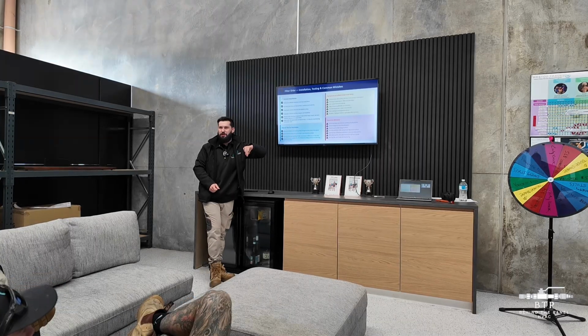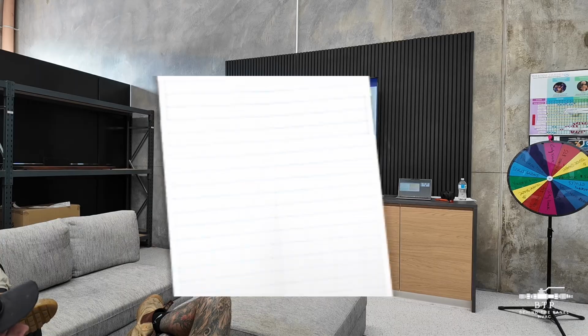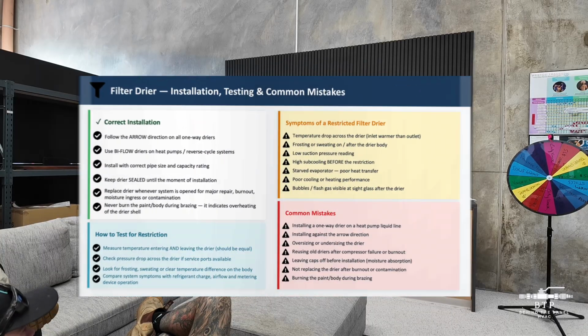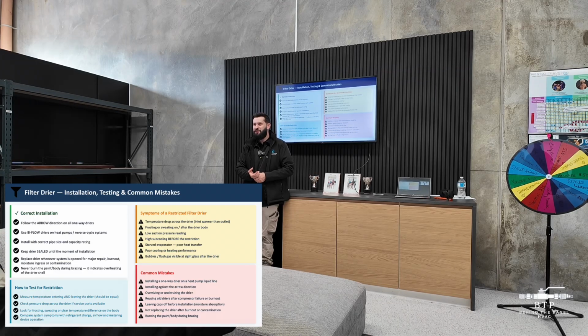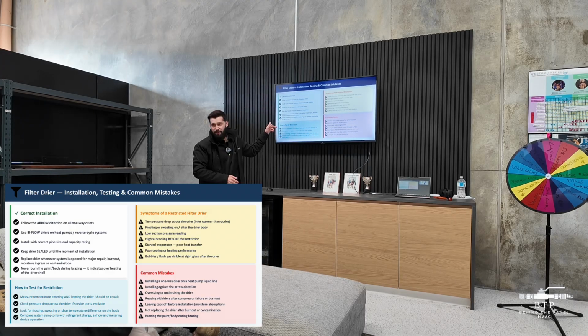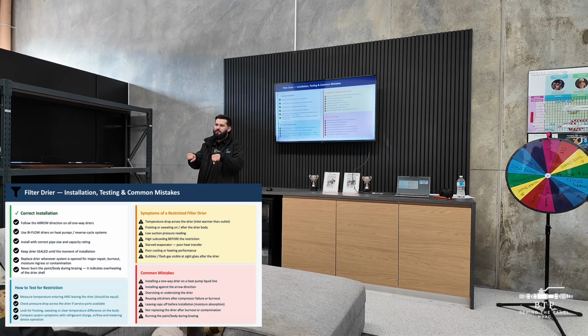How do we test for restriction without looking on this board? Who can tell me how someone would check restriction on a dryer, if you want to guess? Just guess. We know how restriction works. How would you check for it? That's good, yes, he's right. Temperature difference, yes. Because if there's restriction, there will be a temperature difference.